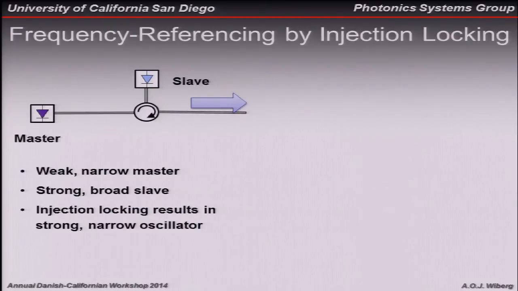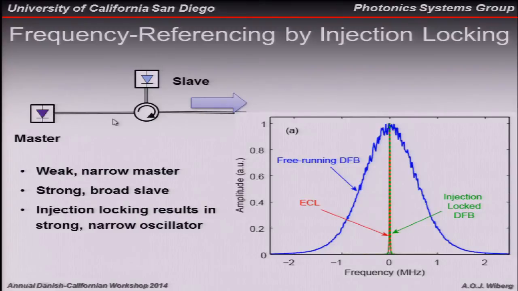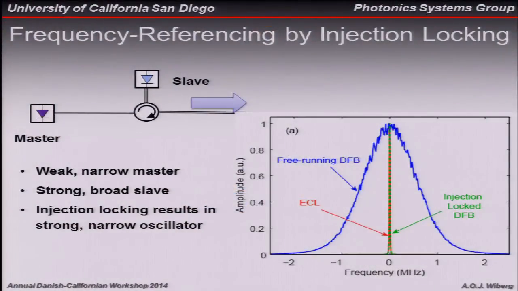So one way to control this is to use frequency referencing by injection locking. So by using a high-quality master laser, and you can use, for instance, DFB as a slave laser and use optical injection locking, we can make the DFB inherit the line width of the ECL. So here we have the free running laser, and here is the injection lock. So we can see we go from megahertz to kilohertz level in terms of line width.